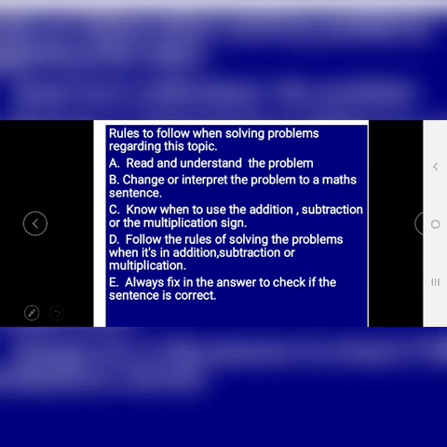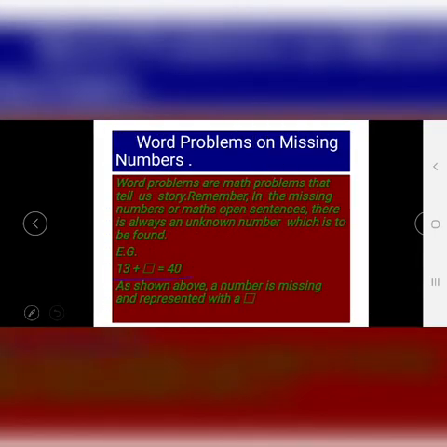Read and understand the problem. Change or interpret the problem to a math sentence, just like this. This is a math sentence. When you have read, then you change it back to this.